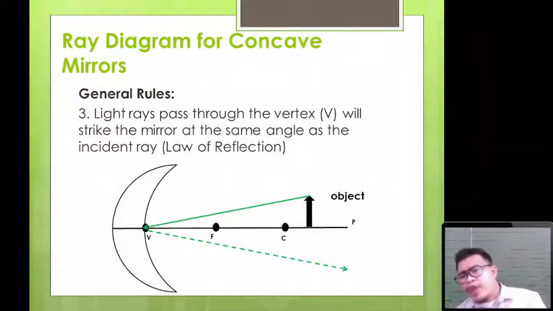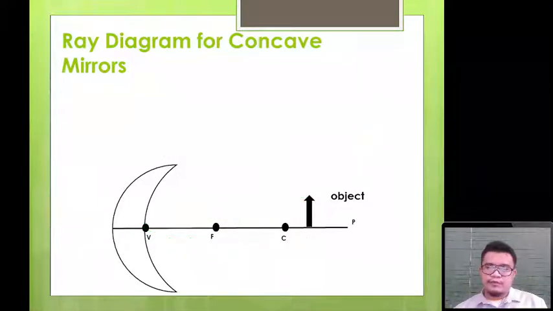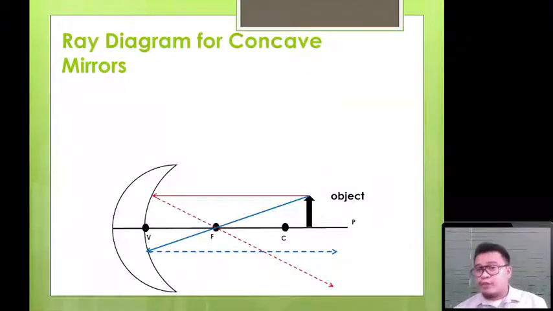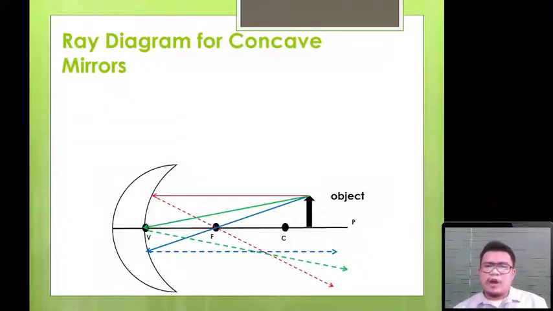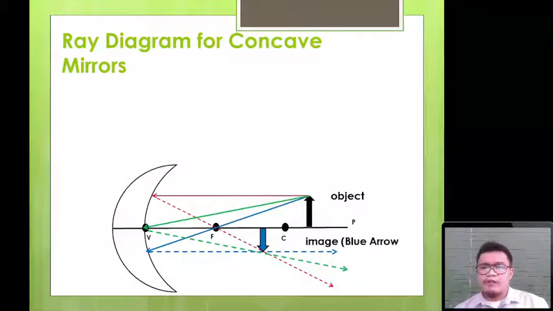Now, if we are going to merge all these 3 rules, it's like this. So that's rule number 1 a while ago. That's rule number 2. And then this is rule number 3. Where all the light rays meet, where all the reflected rays meet, that is where the image is formed, as indicated from my blue arrow.